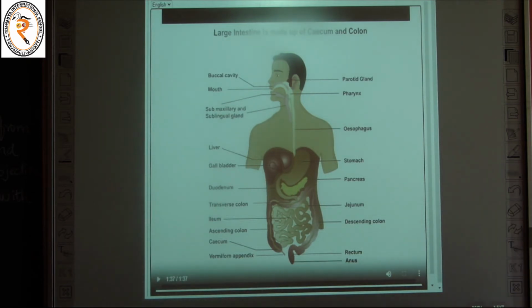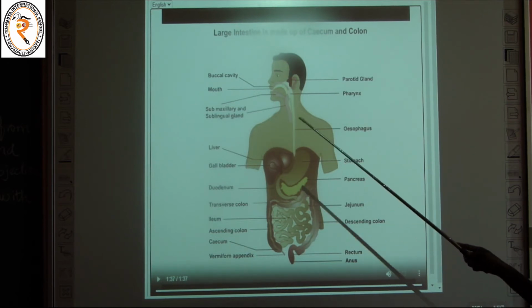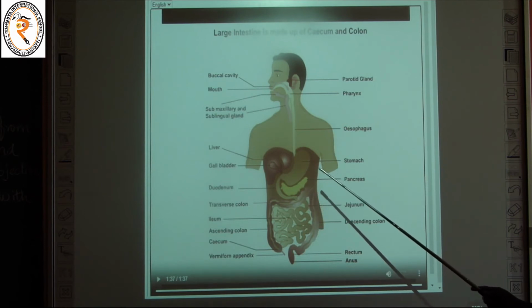So this is about the human digestive system. The food is taken in with the help of the mouth and it is mixed with the saliva with the help of salivary glands and it goes to the stomach. And do you know one thing, children? The stomach produces hydrochloric acid. Make a note. What is the help of this hydrochloric acid? It can kill the germs that are present in the food items.